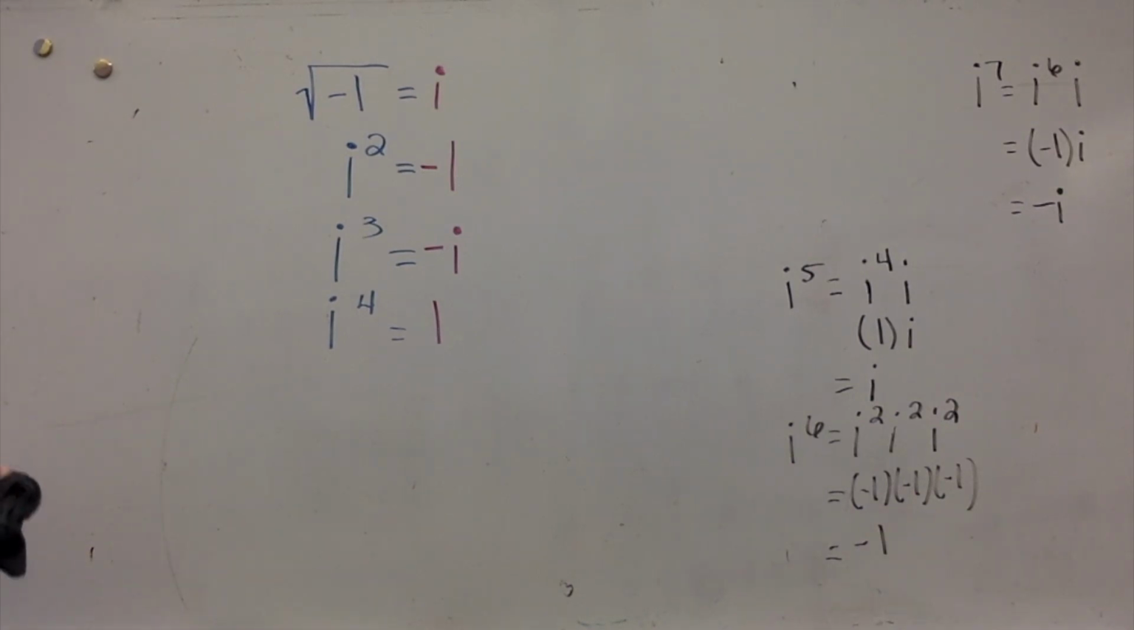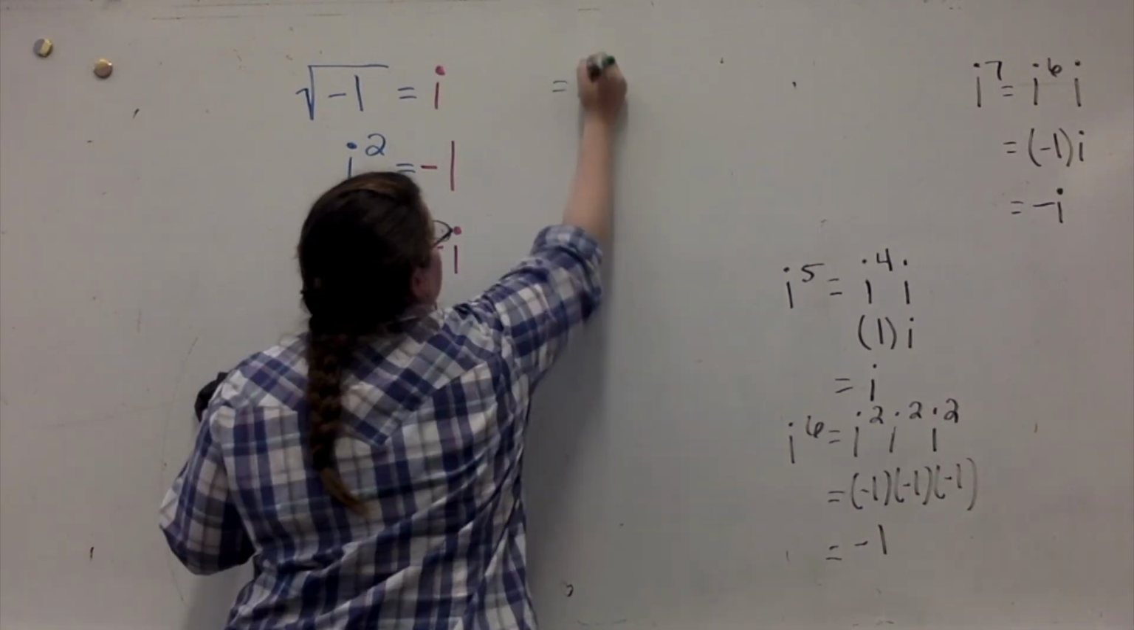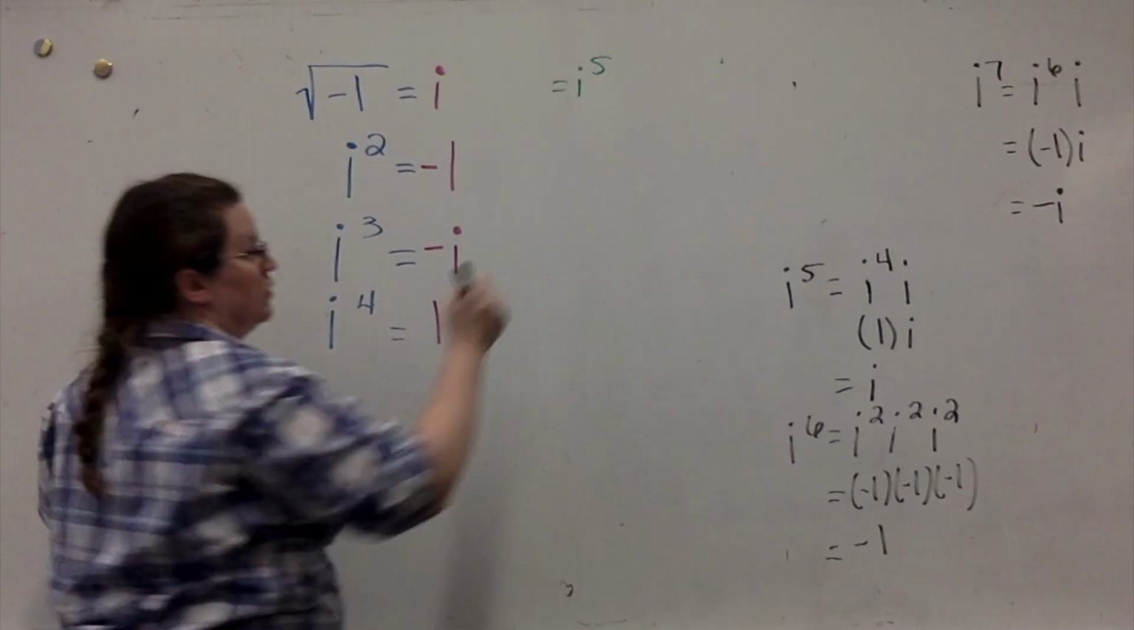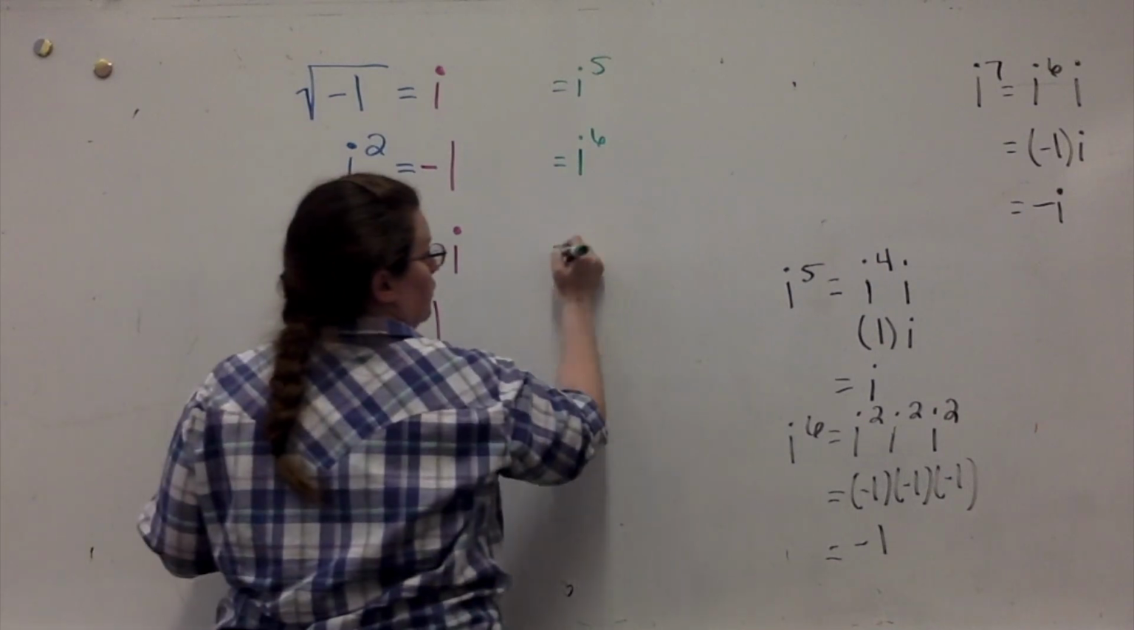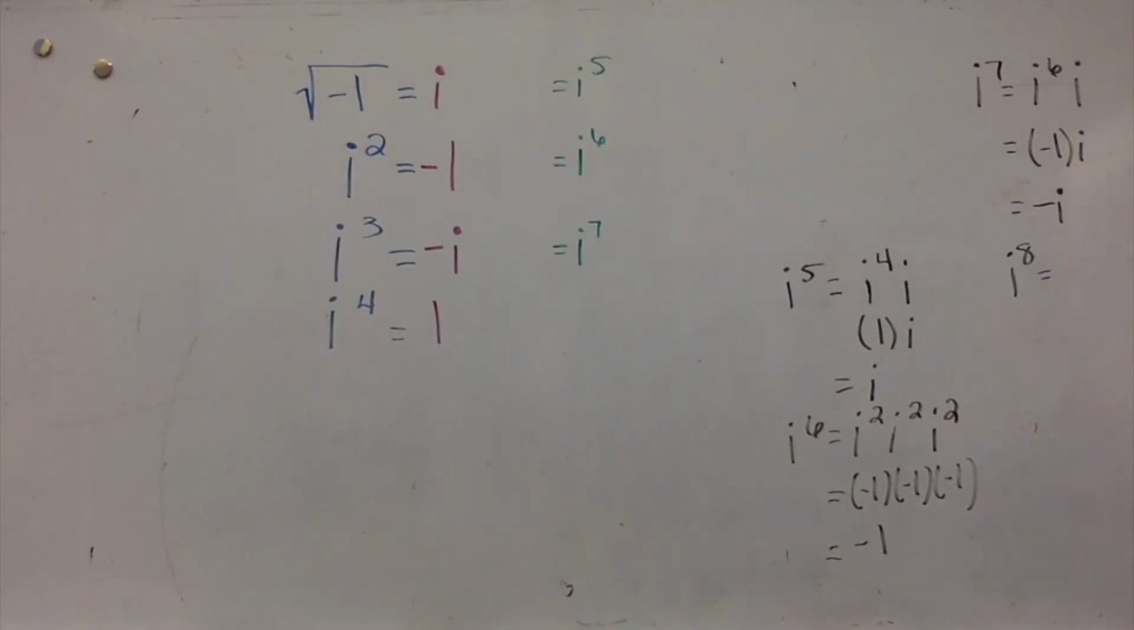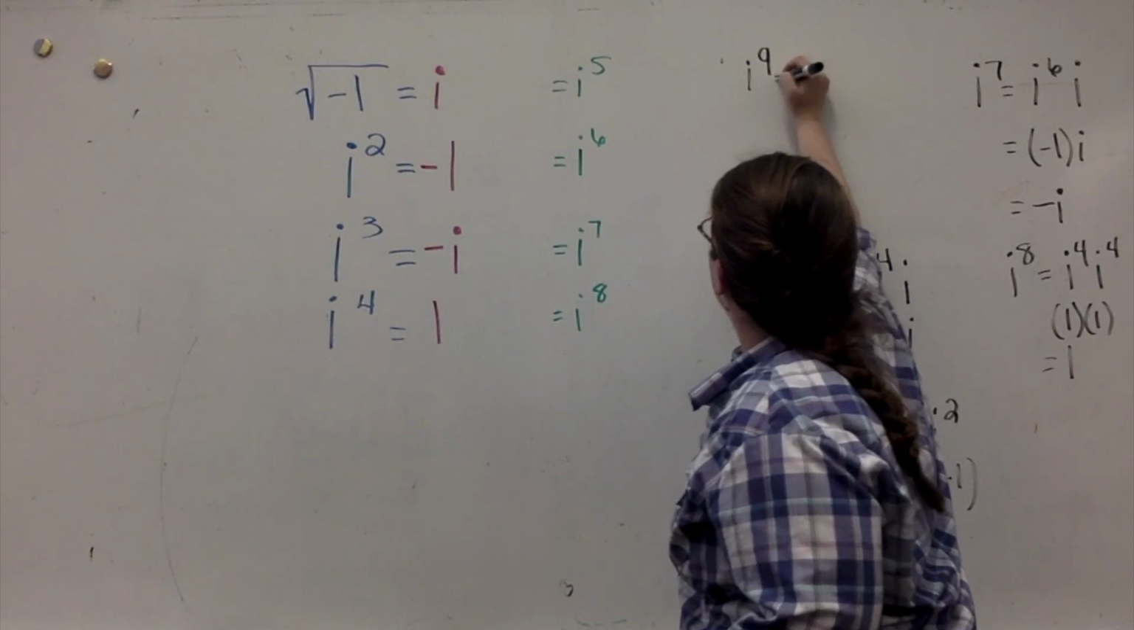Notice we already have all those answers. And what we have is all of our answers are either going to be i or -i or 1 or -1. And we just match them up. For i to the eighth, I did i to the fourth times i to the fourth. So that gives me 1 times 1. So i to the eighth equals 1.